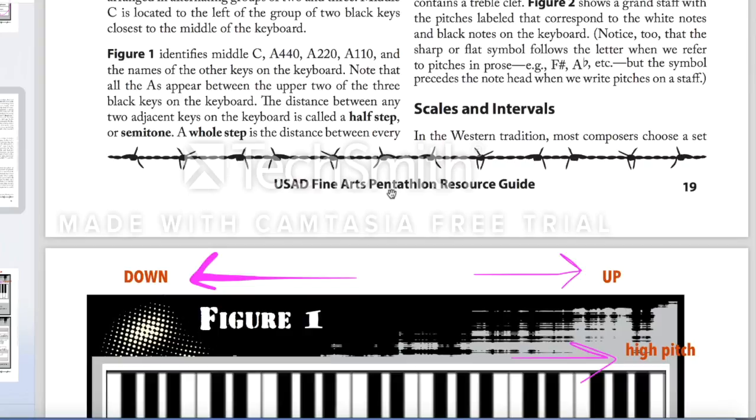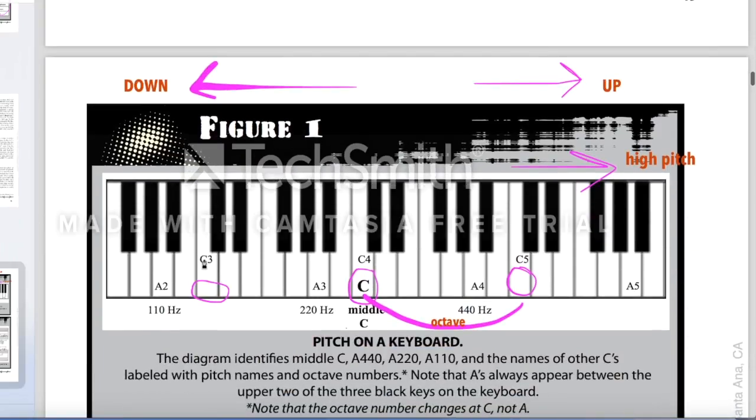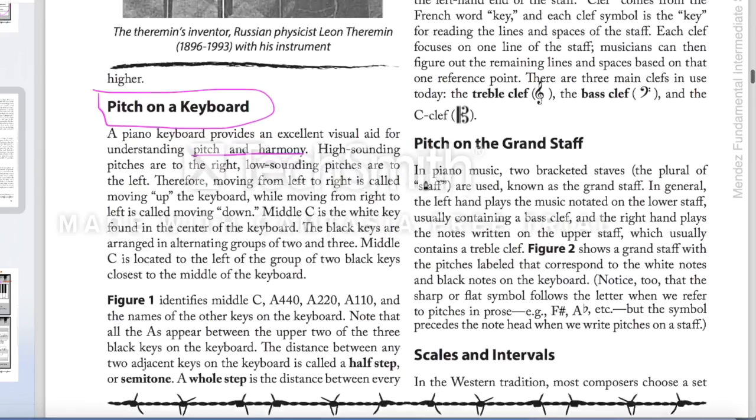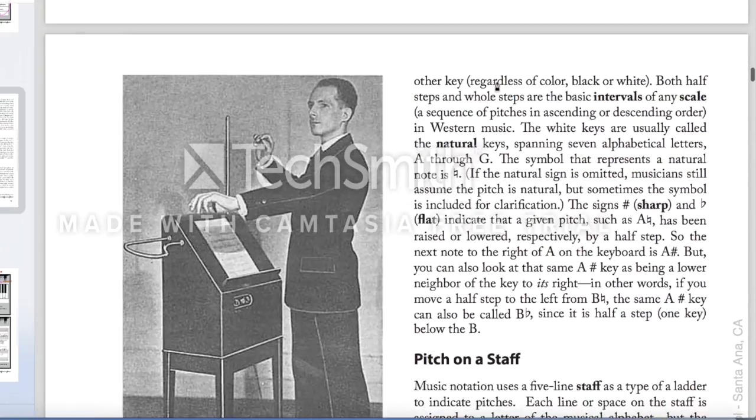All right, so the distance between any keys. That means from here to here, that's called a half step. You do need to know this information, guys. I'm telling you. All right, next, a whole step is the distance between every other key, regardless of color, black or white.